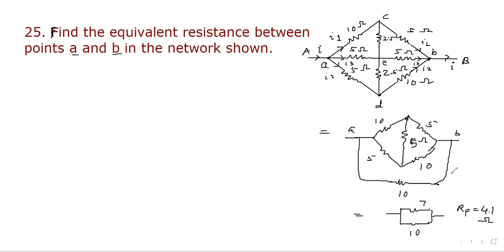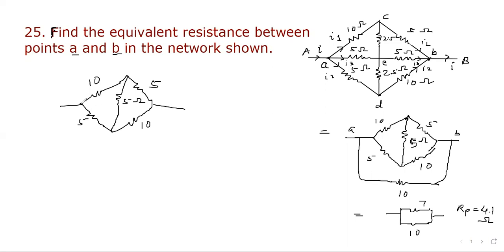Now there is one question. Why is this 7 ohm? We have already discussed one question like this. So let's analyze it again. So here, this is 10, this is 5, this is 5, and this is 10 ohm, and there is a 5 ohm resistor here.